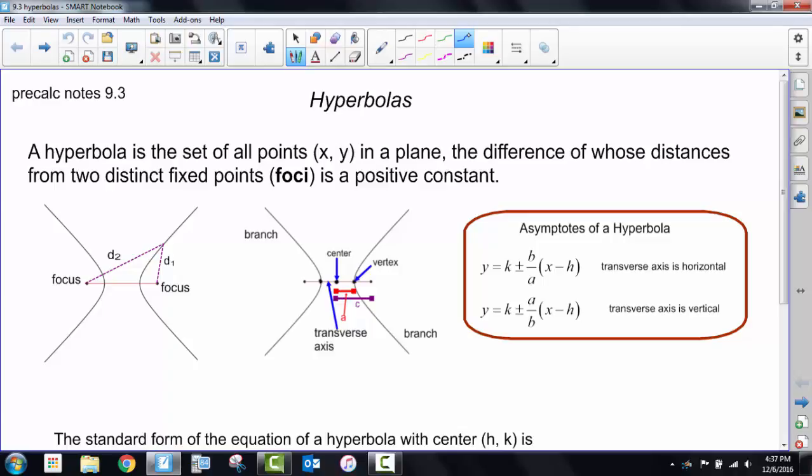Today we're going to talk about hyperbolas. It's the final three of the conic sections. When I say three, I mean four, because of course you know circles count different from ellipses. So we got circles, we got ellipses, we got parabolas, and now hyperbolas.